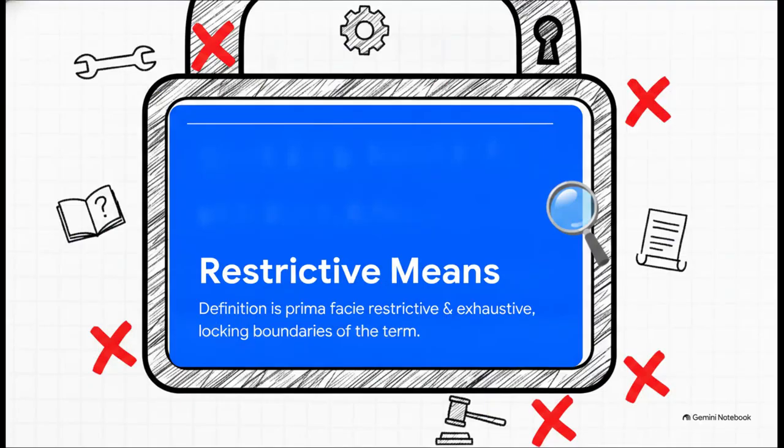Think of the word means exactly like a locked box. When a statute says a word means X, that definition is prima facie restrictive and exhaustive. It tightly locks the boundaries of the term. If a scenario or a specific item isn't expressly sitting inside that locked box, it simply doesn't count. The court absolutely cannot add to it using external logic or reason.